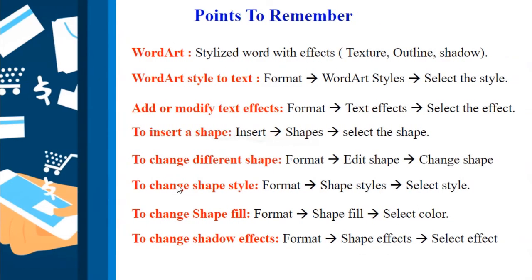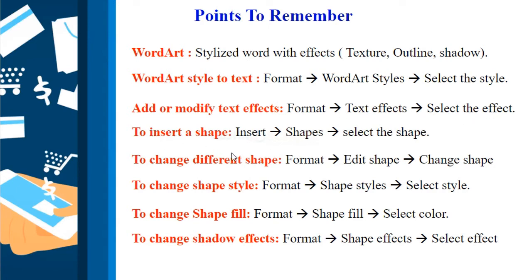So, points to remember. It's very important. First one is WordArt, that is stylish text with effects. We will call it WordArt, maybe a texture or outline or shadow. Second one, to apply a WordArt style to text, we need to go to Format, WordArt Styles, and select the style. To add or modify the text effect, we need to go to Format, Text Effects, and then select the effects.